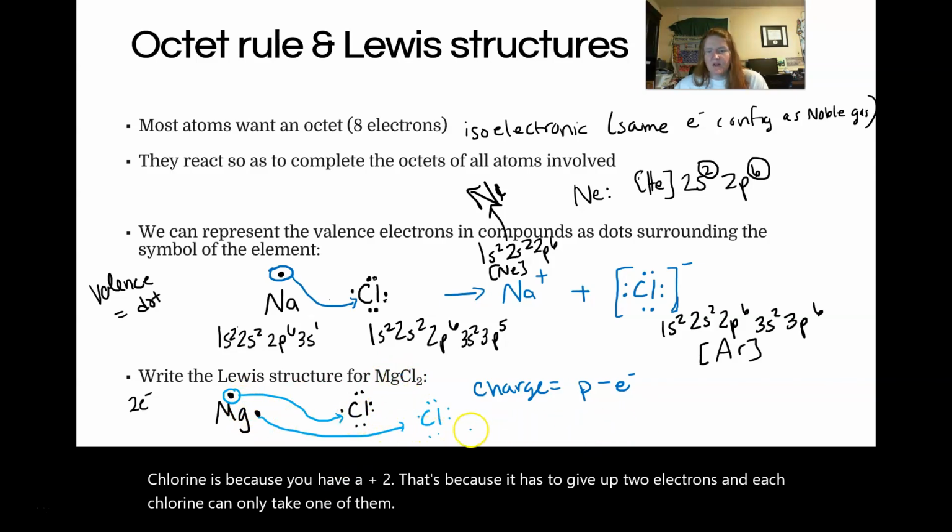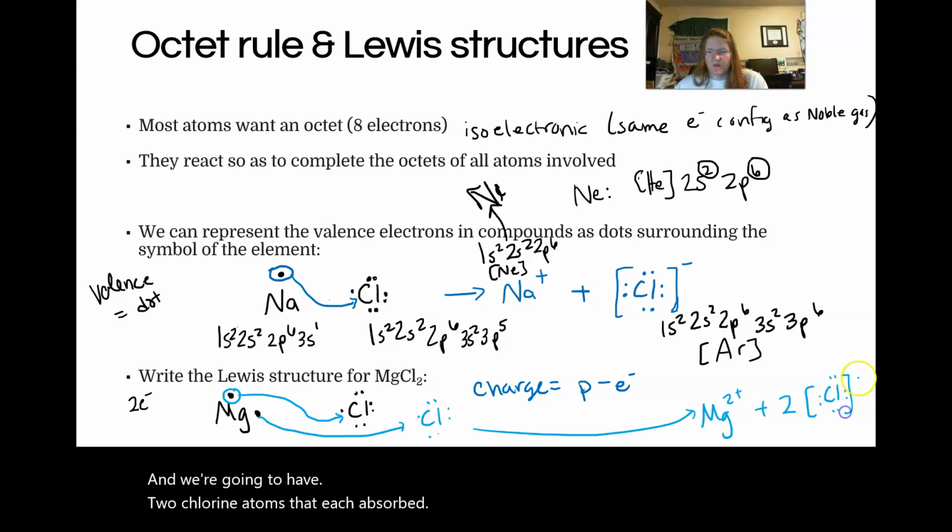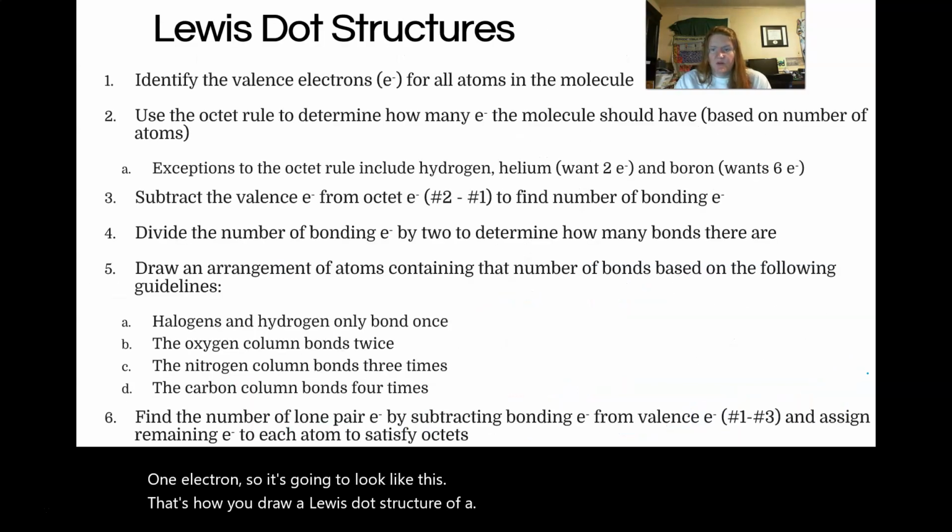All right, so in the end, our final configuration is going to be magnesium having given up 2 electrons, and we're going to have 2 chlorine atoms that each absorbed 1 electron. So it's going to look like this. That's how you draw a Lewis dot structure of an ionic compound. Okay, they are separate little pieces.